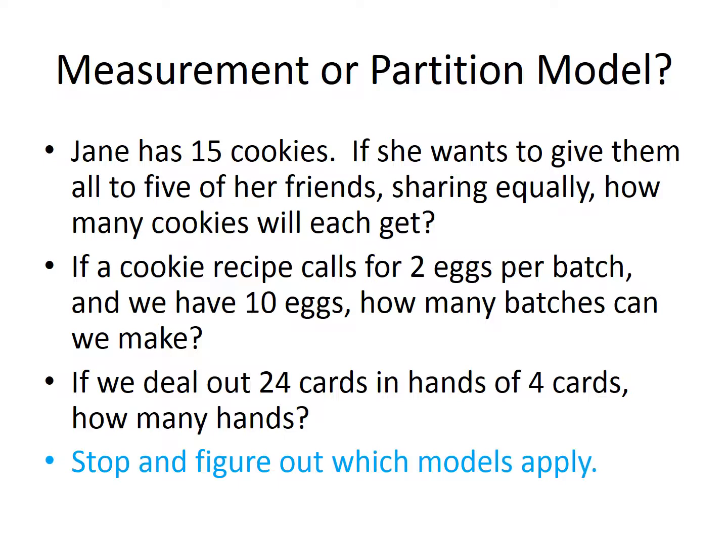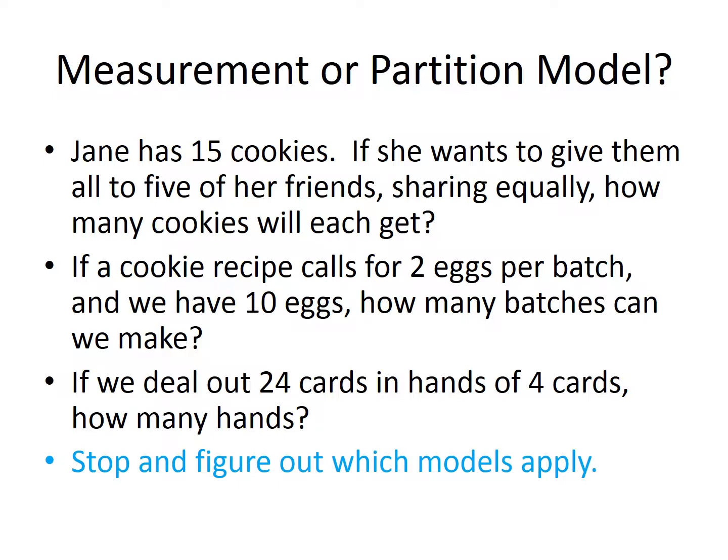The second one is a cookie recipe calls for 2 eggs per batch, and I have 10 eggs. So basically I'm going to subtract off 2 eggs, then I'm going to subtract off another 2 eggs, then I'm going to subtract off another one. And so I subtract 2 5 times. That's repeated subtraction, also known as measurement.